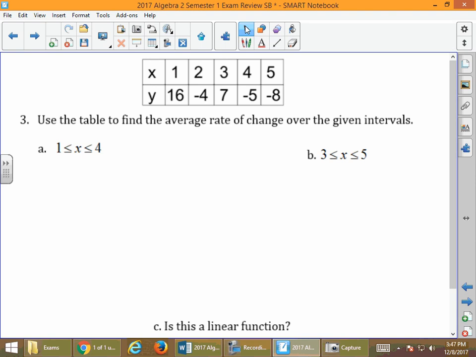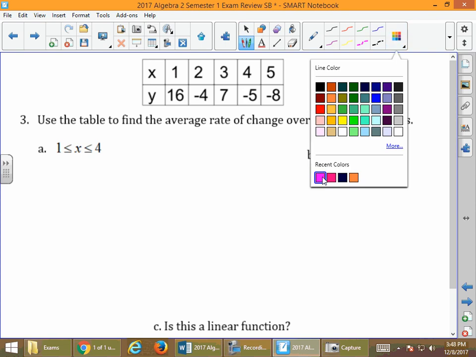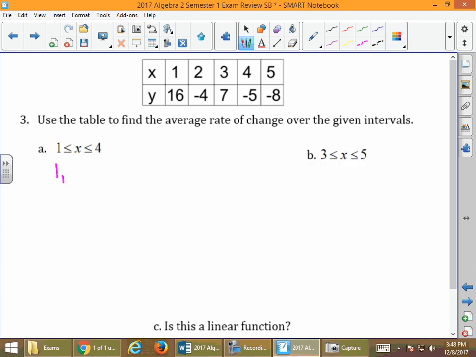Also in this unit, we talked about the average rate of change. And as we flip our paper over, here it says, use the table to find the average rate of change over the given interval. Well, first of all, we need to identify that in this particular problem, 1 and 16 go together. And as we look at our table also, we see 4, -5. So we went back and looked at those because it says x is between 1 and 4.